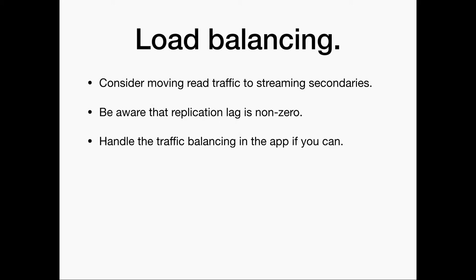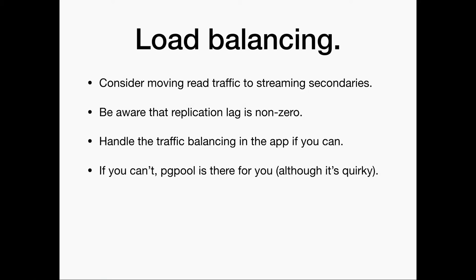Ideally, you should handle the traffic balancing in the app. Have the app understand if it needs to go to a primary or a secondary. Your life will be much, much easier if you do it that way, as opposed to expecting a middleware layer to route queries for you. If you absolutely can't, if you have a very large existing app and rewiring all those queries is going to be impossible, well, PgPool's there for you. It is interesting and fiddly to set up. There are lots of parameters, and it is a quirky tool, but it does exist.